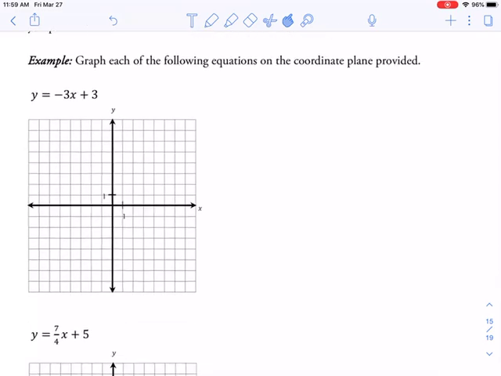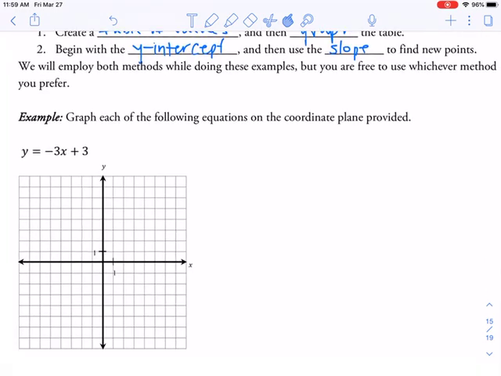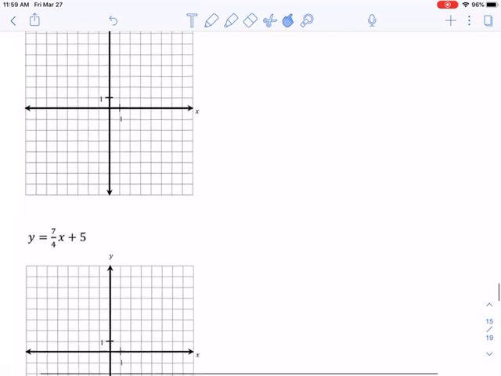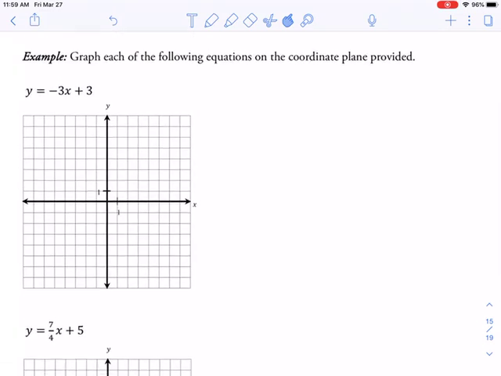Okay, so for the first example, I'm going to do both methods, but after that, I will probably just do the second method. Okay, so let's take a look here. All right, so in this example, we can see that our slope is -3 and our y-intercept is +3. Okay, so we're going to use those mostly in the second method, but we do need to keep them in mind when we do the first method.